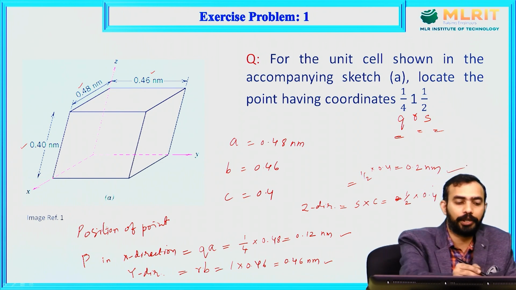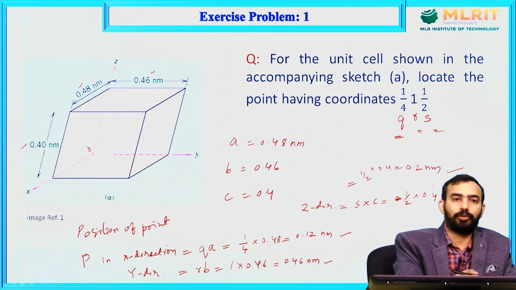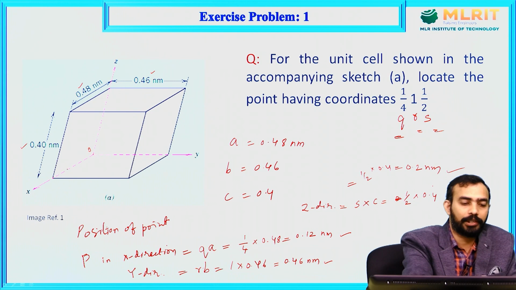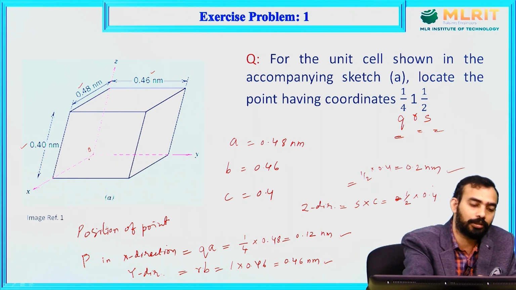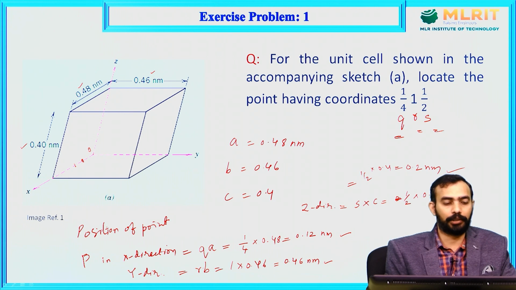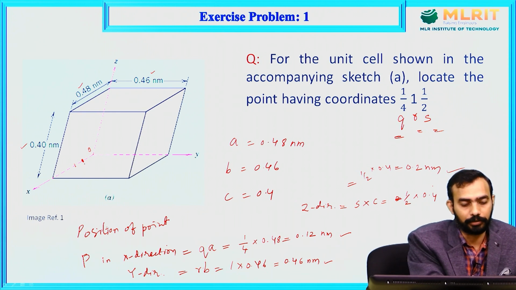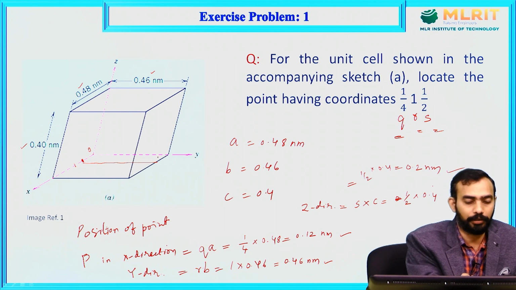So how do I locate it? This is my origin point. I have to move in the x direction by how much? 0.12. So this is 1/4. If I divide, this is half and this is 1/4. Let us take this as a point. I have moved in the x direction by 1/4. And in the y direction, I have to move the complete y direction, so that is somewhere here. So I have moved in the y direction as well.